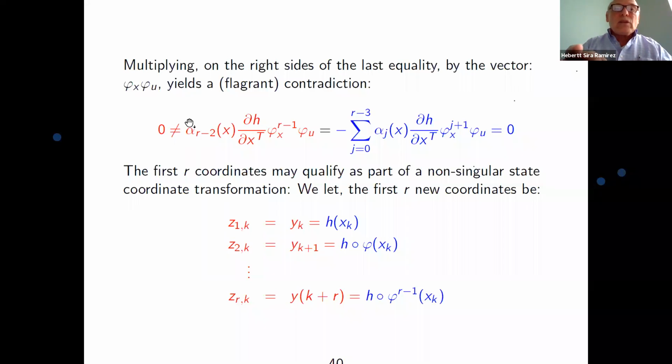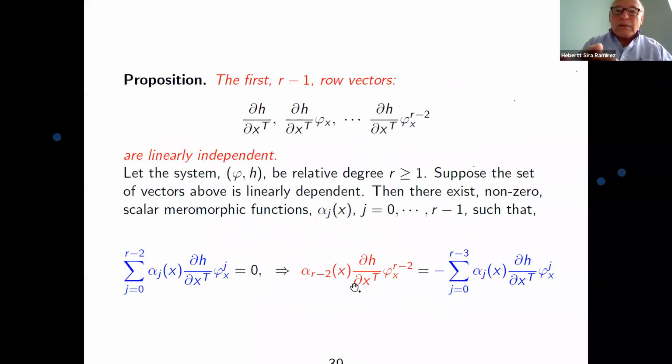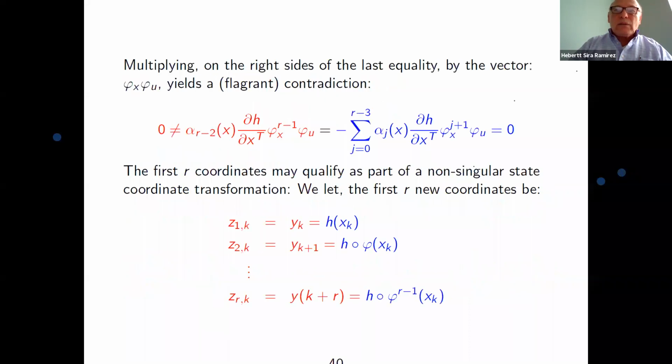And you repeat the argument, solving for alpha r minus 3 times the corresponding nonlinear composition of maps in the tangent space, in the dual space. And then by the same argument, you will reach the conclusion that alpha r minus 3 is also zero. And you keep going and you will conclude that all the alphas have to be zero for that to be true. Therefore, we have a contradiction, and that set of row vectors has to be linearly independent.